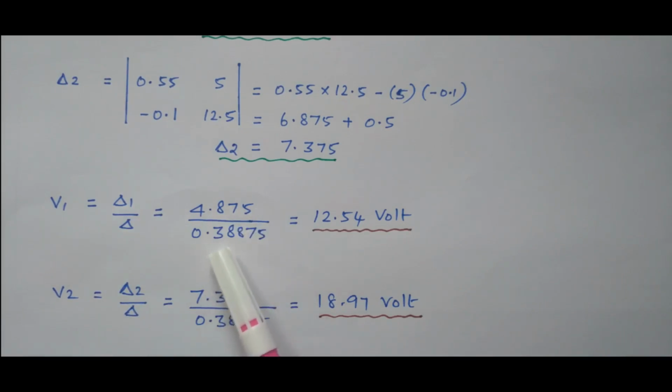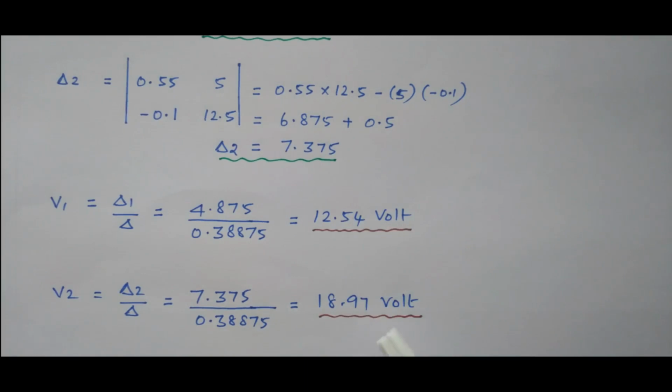4.875 divided by 0.38875. This is delta 1, this is delta. So it gives 12.54 volts. The first node voltage V1 is 12.54 volts. V2 is delta 2 divided by delta, 7.375 divided by 0.38875. That is 18.97 volts. Now we have V1 and V2.